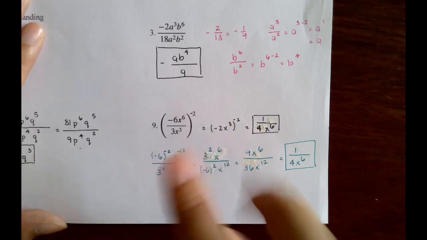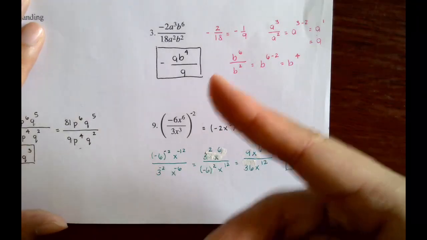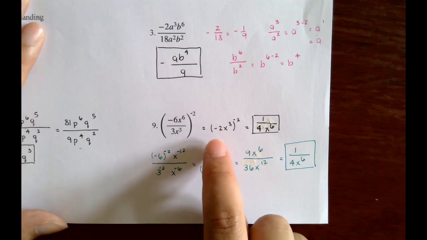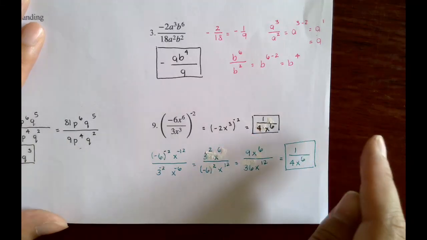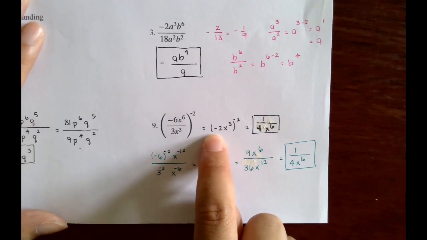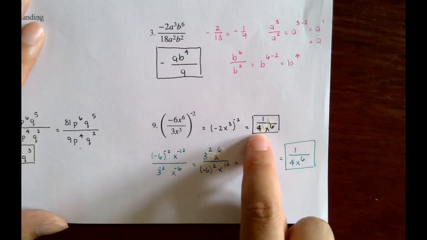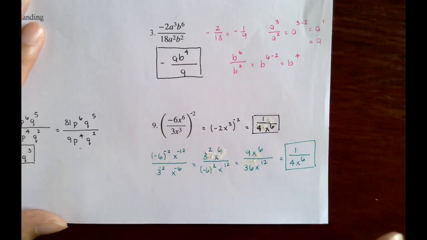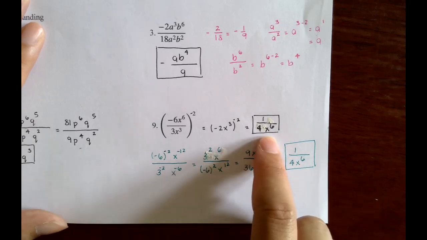Because it's a negative exponent, it's now going to flip, which is why this is all at the bottom here. Okay, and after you flip it, the power turns positive. So negative 2 squared is negative 2 times negative 2, which is 4. And then x cubed squared, 3 times 2 is 6.